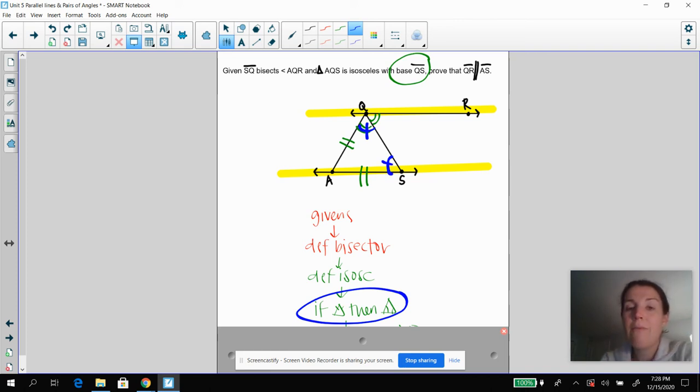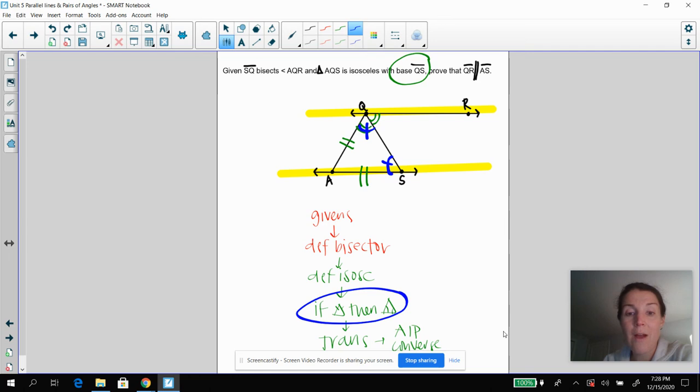But wait a second. If angle S is congruent to angle AQS and angle AQS is congruent to angle SQR, what do you know about angle S and angle SQR? You know that they are transitive. They are congruent to each other. So looky-loo, you know that you've got these two angles that are congruent. You've got these two angles are congruent. And look, you've got a little Z there. So you know that these two lines are parallel to each other because of AIP converse. AIP makes a Z.